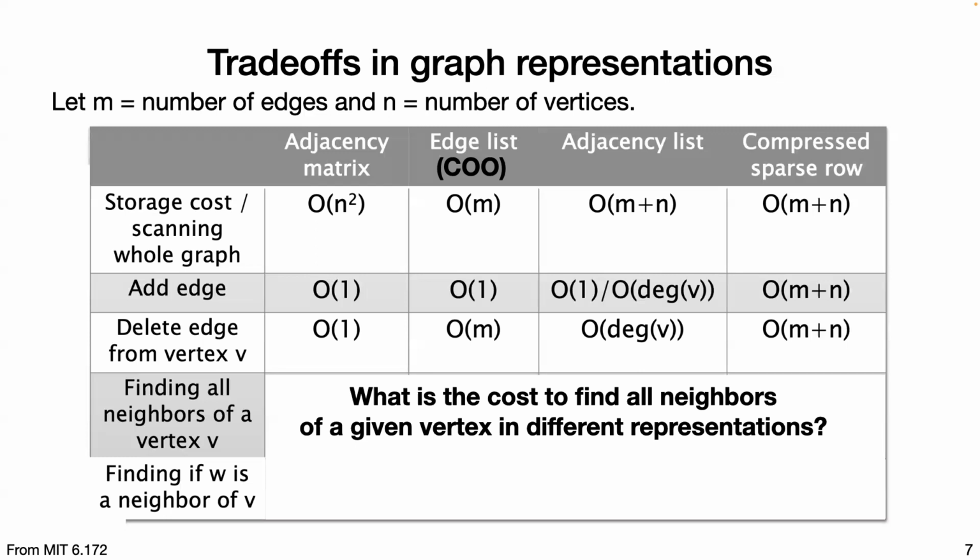The matrix is O(1), because we know the index of the vertex, so we get directly all the neighbors. But if we want to iterate over them, then of course it's the degree of the vertex. O of n, right, in a matrix. Yeah. How do you know where the neighbors are?